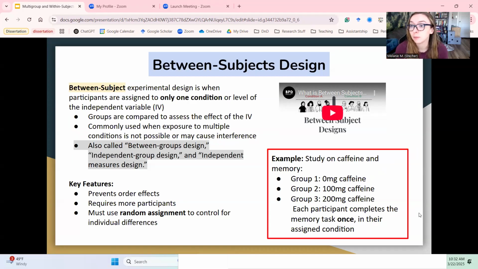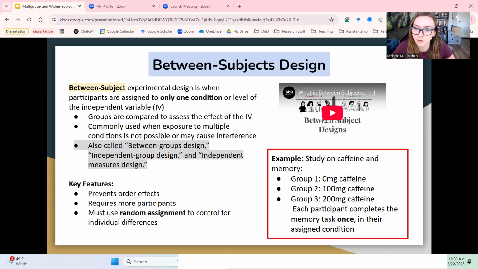Between subject experimental designs is when a participant is assigned to only one condition or one level of the independent variable. Groups are compared to assess the effect of that independent variable, and these are called a lot of different things. Sometimes they're called between group rather than between subjects. Sometimes they're called independent group design. Sometimes they're called independent measures design. They're all talking about the exact same thing.